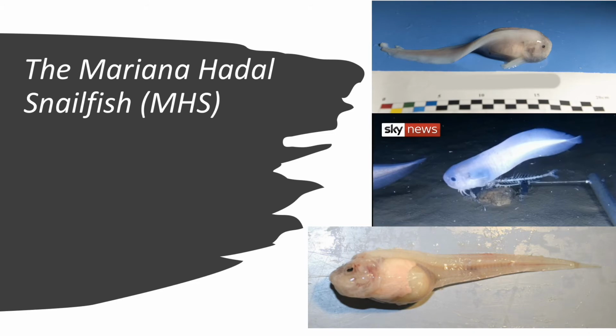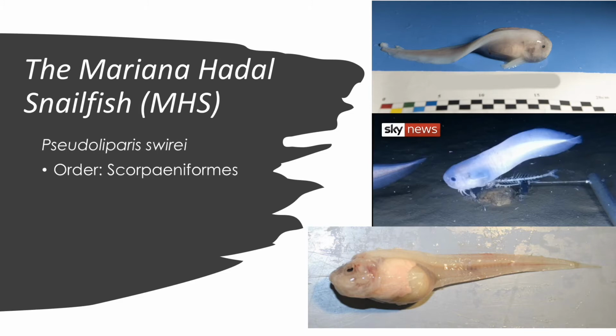So now let's go into details of what the snailfish actually look like. Essentially, the Mariana Hadal snailfish are translucent, flabby, and gooey creatures. They belong in the Scorpaeniformes order and in the Liparidae family. A fun fact here is that the name of the species was actually given after a navigator on the 19th century expedition that discovered the Mariana Trench as a form of tribute. These fish also have the widest depth range of any marine fish family, with habitats ranging from the intertidal to depths exceeding 8,000 meters.